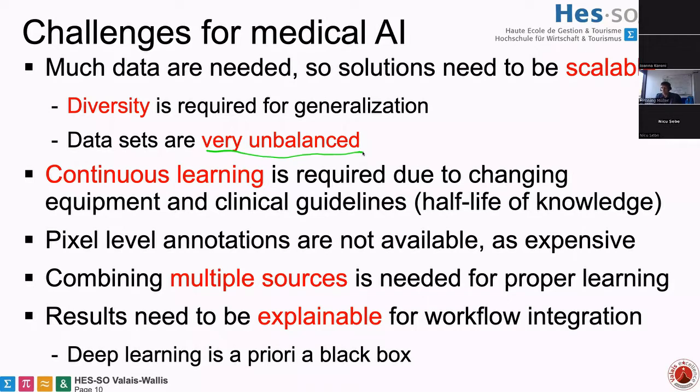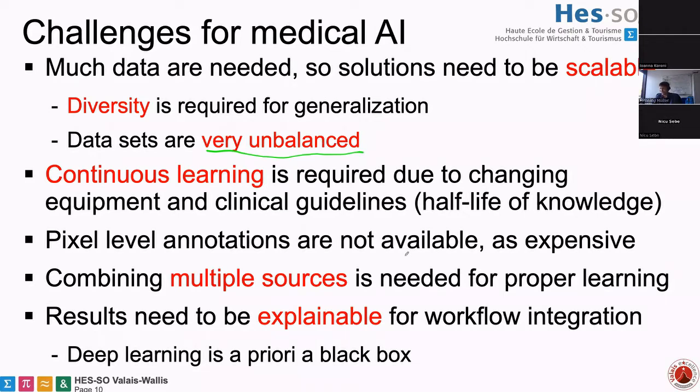As I mentioned, we need continuous learning because we have changing equipment, we have changing clinical guidelines, and the half-life of medical knowledge is estimated to be between 5 and 10 years. So within 5 years, for somebody leaving medical school, half of what they learned might be considered incorrect. That means the way that people are treated, the way that people are taken care of, actually completely changes because of the increase in medical knowledge and the ways that these guidelines are done.